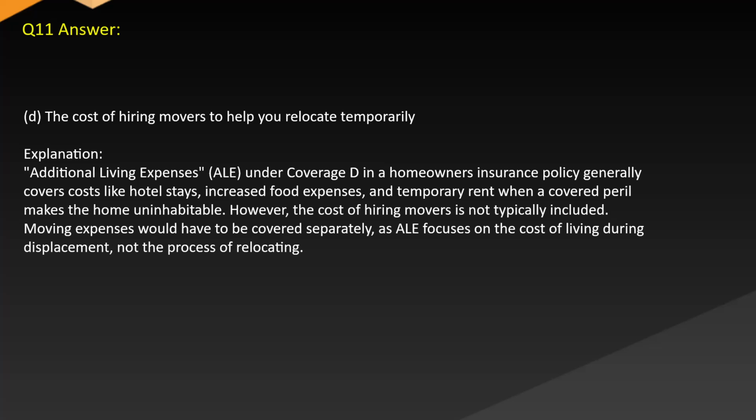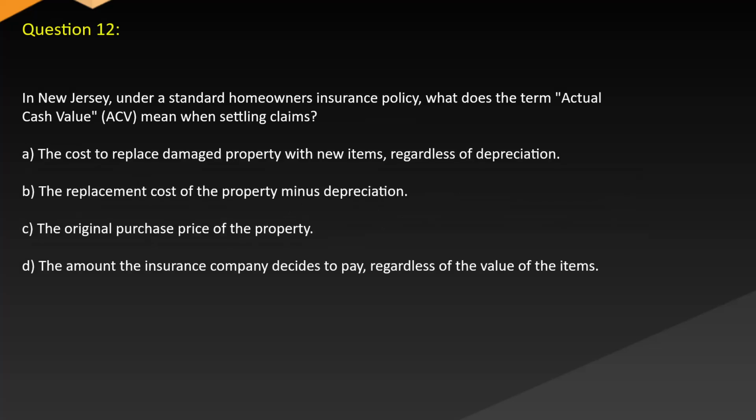Answer: D. The cost of hiring movers to help you relocate temporarily. Explanation: additional living expenses under Coverage D in a homeowner's insurance policy generally cover costs like hotel stays, increased food expenses, and temporary rent when a covered peril makes the home uninhabitable. However, the cost of hiring movers is not typically included. Moving expenses would have to be covered separately, as ALE focuses on the cost of living during displacement, not the process of relocating.